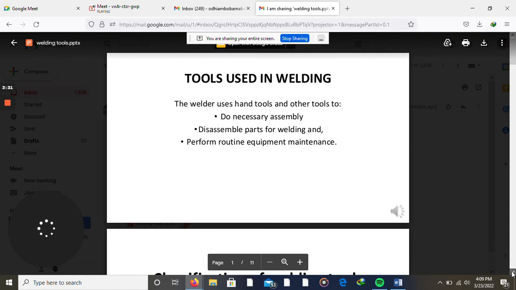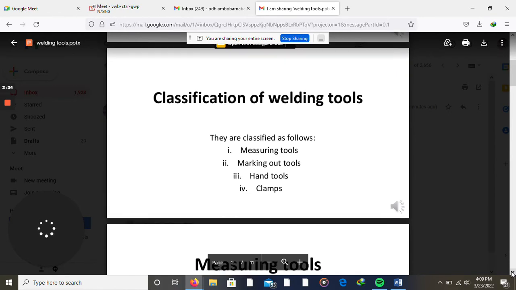We are moving to the next slide. Tell me if you are able to see the next slide. Dennis, are you still not seeing the screen? Yes, I'm seeing classification of welding tools. Yes, that's nice. So how do we classify welding tools? Welding tools are classified according to 4 categories. The first one is measuring tools. The second one is marking out tools. The third one is hand tools. And the fourth one is the clamps.